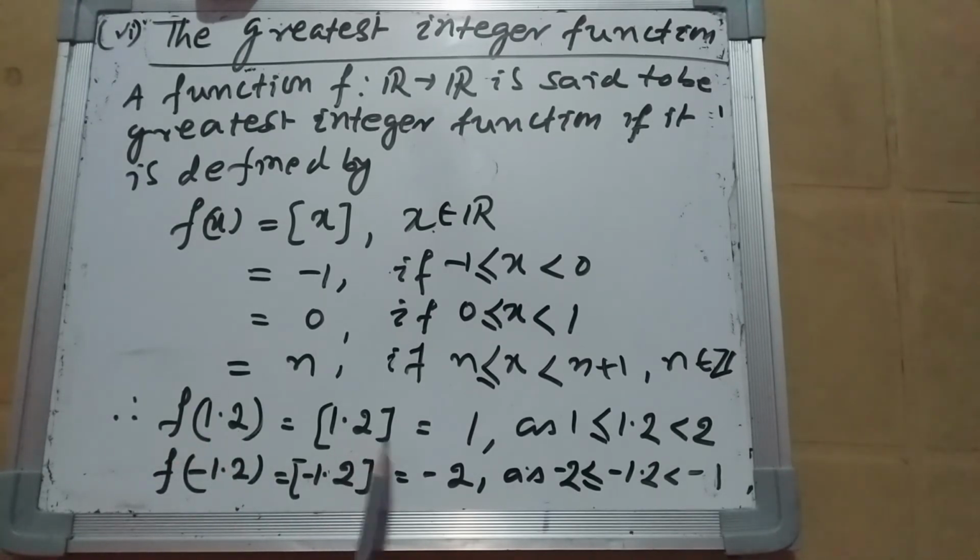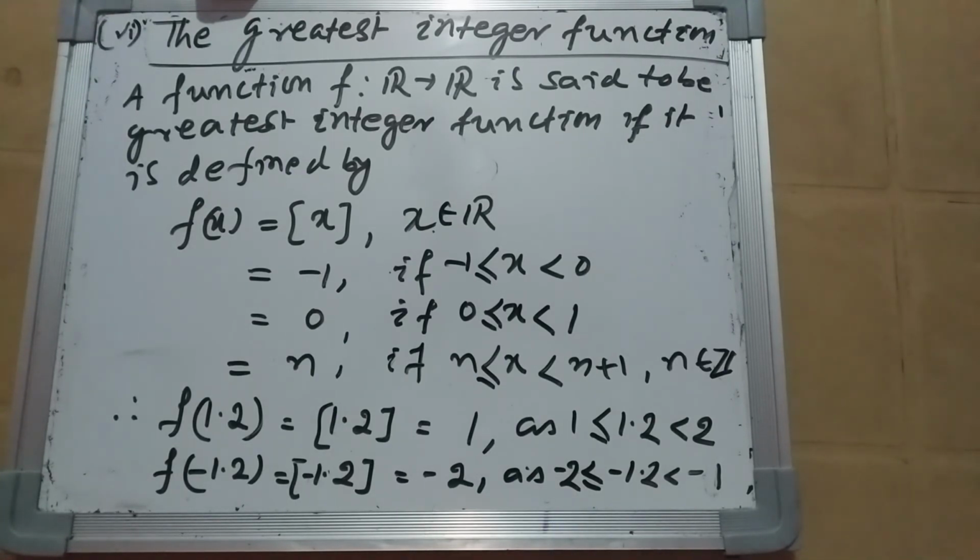F of 1.2: its integer is 1, because 1.2 lies between 1 and 2. Similarly f of minus 1.2. So the bracket of minus 1.2, how much? This will be minus 2, as minus 1.2 lies between minus 2 and minus 1.